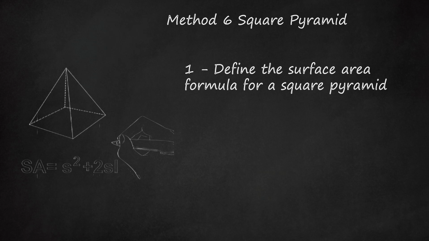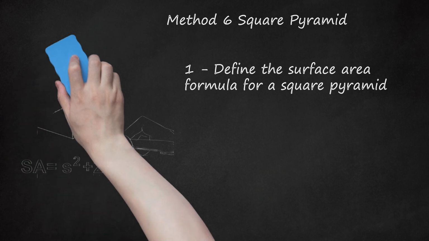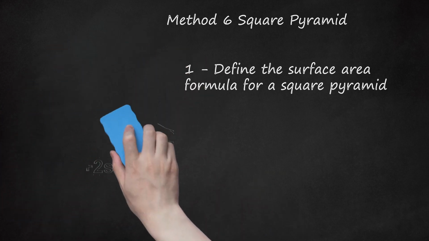Adding all of these faces together yields the equation of surface area for a square pyramid: SA equals S² plus 2SL. For this equation, S refers to the length of each side of the square base and L refers to the slant height of each triangular side. The units of surface area will be some unit of length squared: in², cm², m², etc.